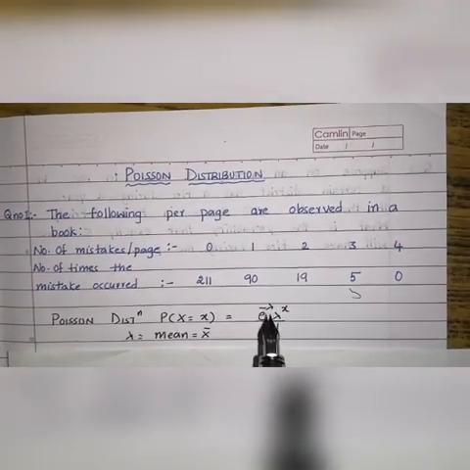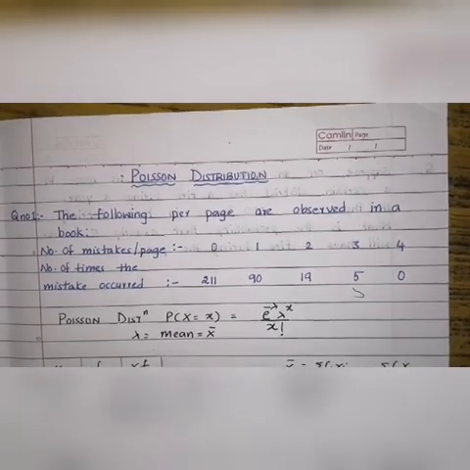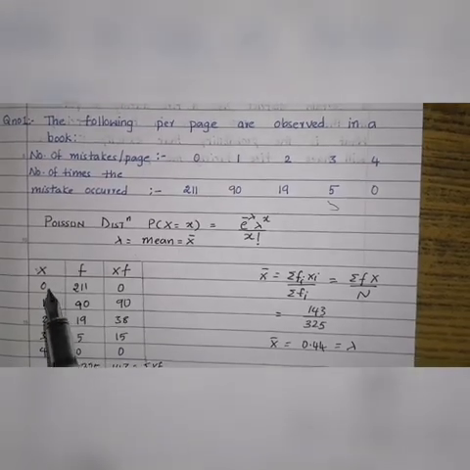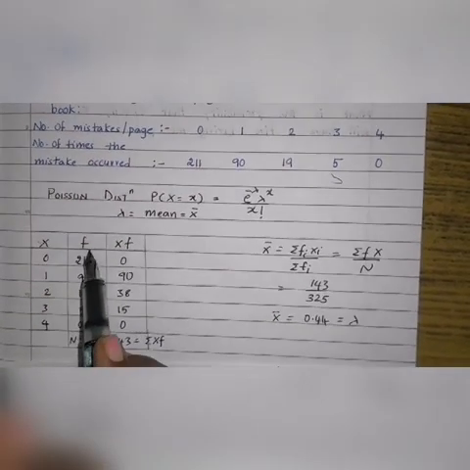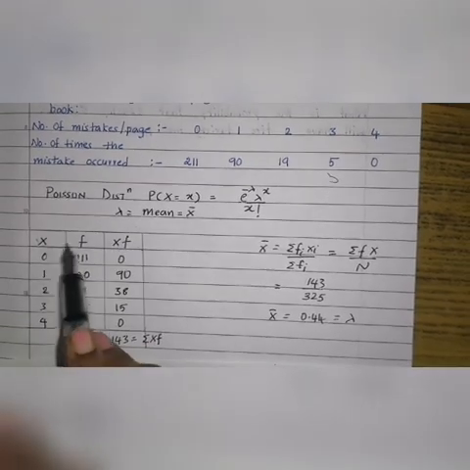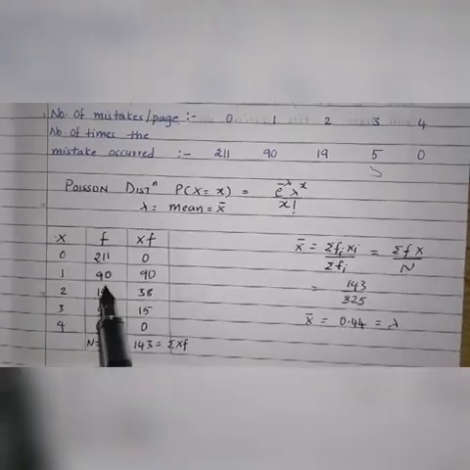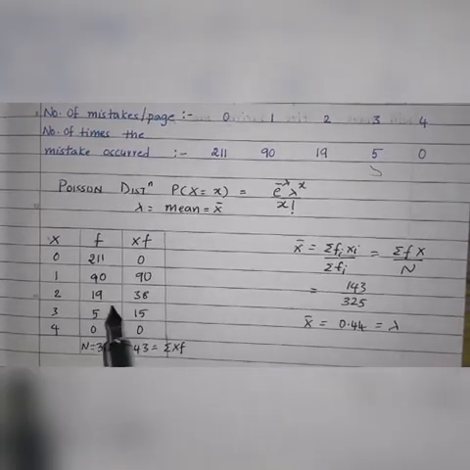If x values and frequencies are given, you know how to calculate the mean, right? I have calculated the values of mean for you already. So here I have taken x, which takes the values from 0 to 4. We have the frequencies of the x values. Then I have multiplied x into the frequency. 0 into 211 is 0. 1 into 90 is 90. 2 into 19 is 38. 3 into 5, 15. 4 into 0, 0.